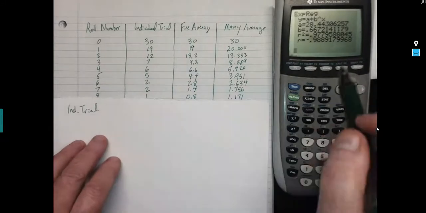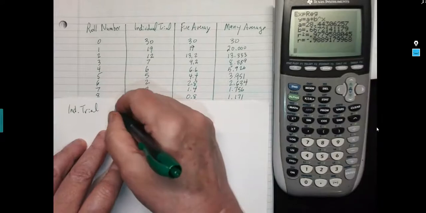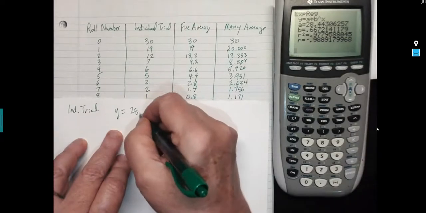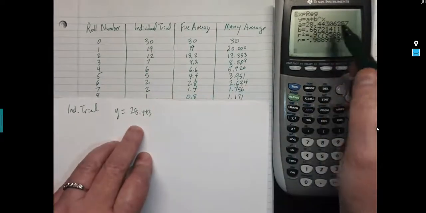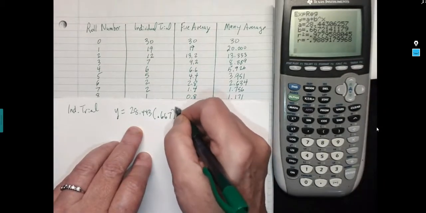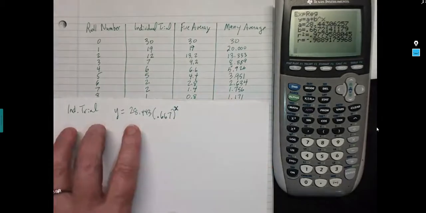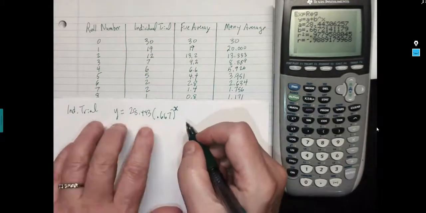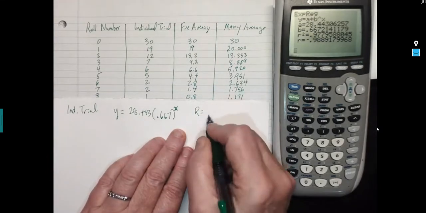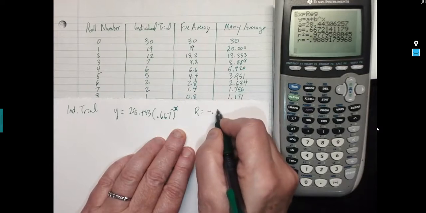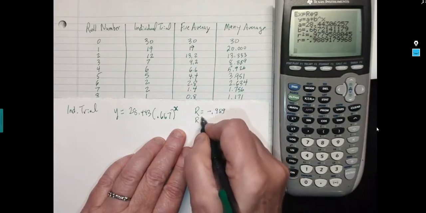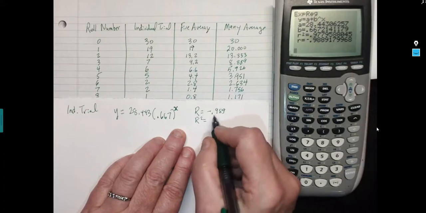But the equation I'm going to get is y equals a, and we're going to take a to 3 decimal places, times b to the x, and we're going to take b to 3 decimal places. Okay, so that's my exponential of best fit. And my R, which we like to write with a capital, if I take it to 3 places, that's negative 0.989. And my R squared, if I take it to 3 places, is 0.978.